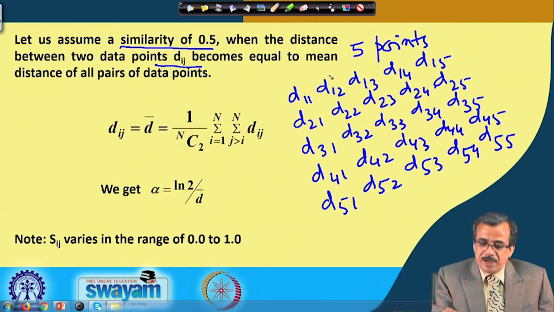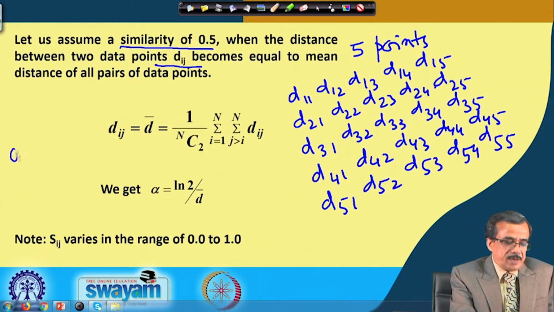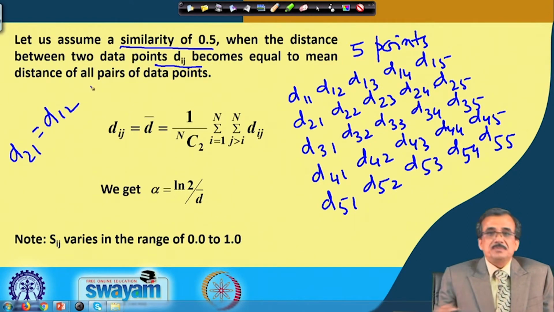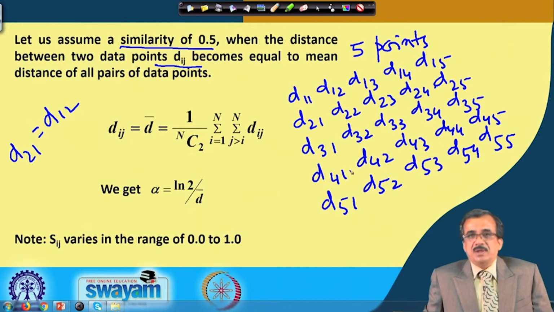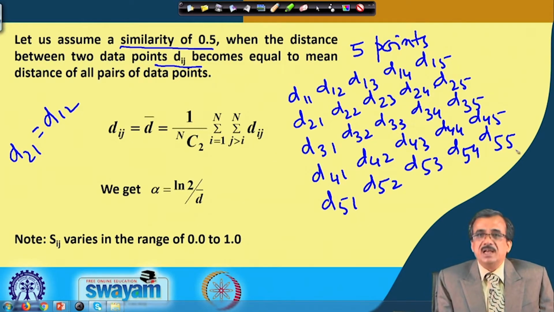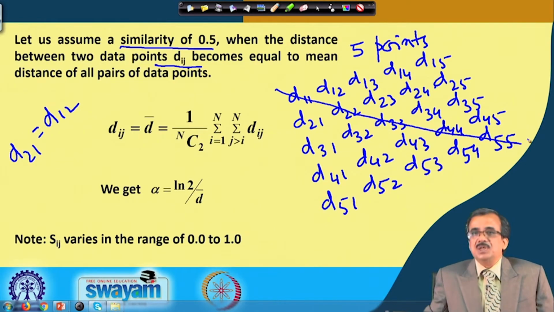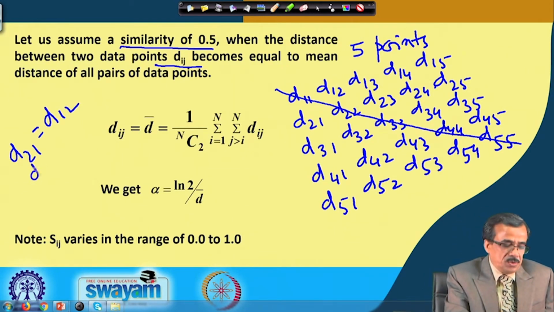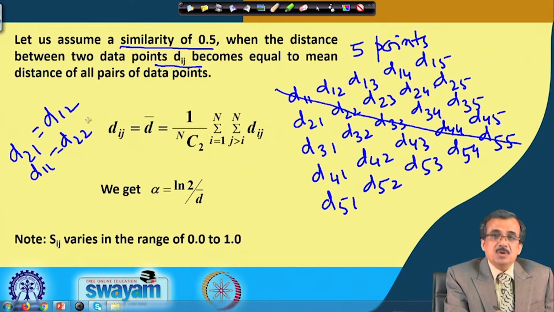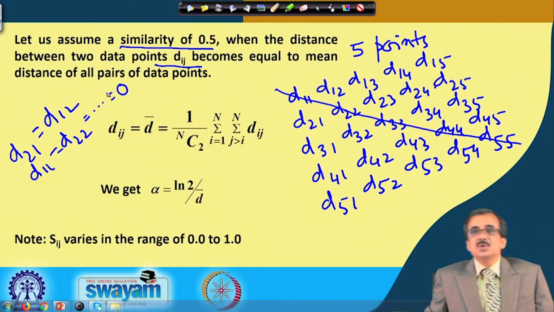Now, d12 means the distance between 1 and 2, and d21 is the distance between 2 and 1. We assume that d21 is equal to d12. Similarly, d41 is equal to d14, and so on. If we concentrate on the diagonal elements, that is d11, d22, d33, d44 and d55, the distance between 1 and 1, or 2 and 2, is equal to 0.